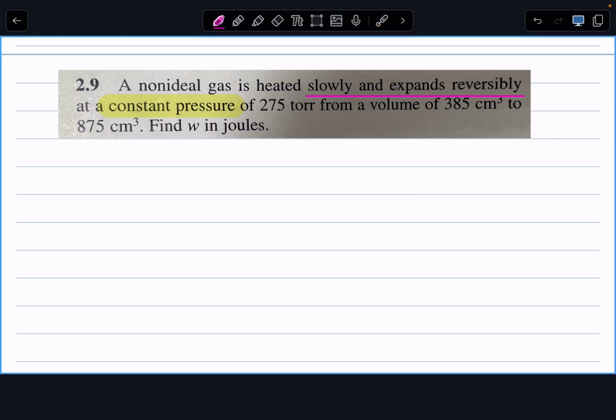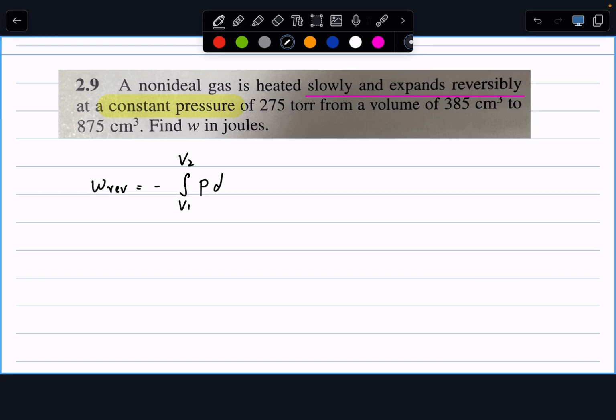So this is a very straightforward problem, just setting up the problem as work reversible equals negative integral from V1 to V2 of PdV. And pressure is a constant. It's basically taking the pressure out, or taking the difference between your final volume minus initial volume to calculate the work that's being done. So work is one of our path integrals that we defined.